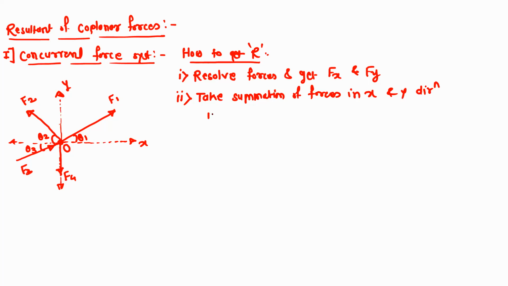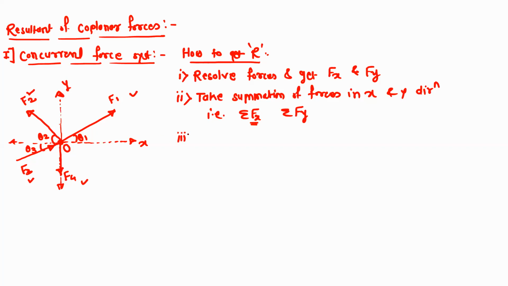That means get the summation Fx value. So summation Fx means what? We have to add all x components: x component of F1, x component of F2, x component of F3, and x component of F4. So this is called summation Fx. And similarly get the summation Fy. So add all y components.